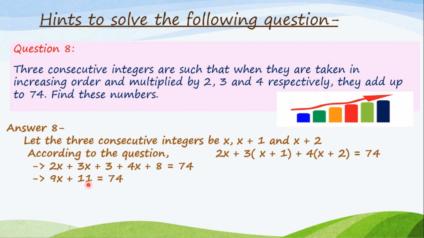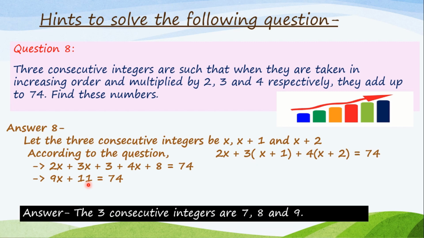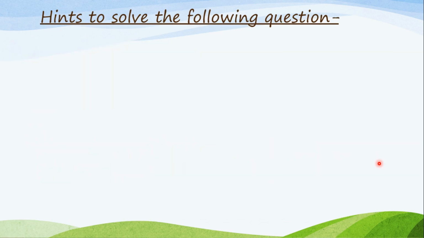Find the value of x. What did you get? 7. Good. Then the next will be 8 and 9. Can you verify it? 7 multiplied by 2, then 8 multiplied by 3, then 9 multiplied by 4, and add the sum. You will get 74. Very easy. Coming to question number 9.